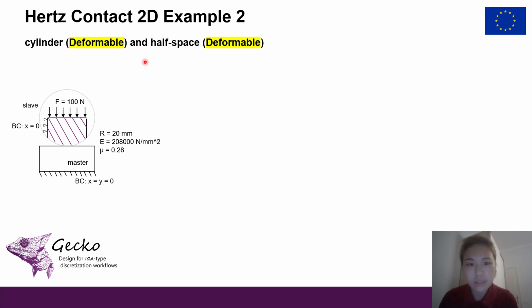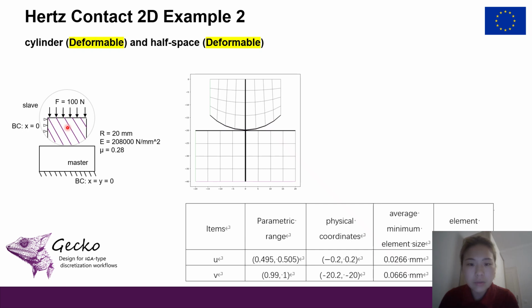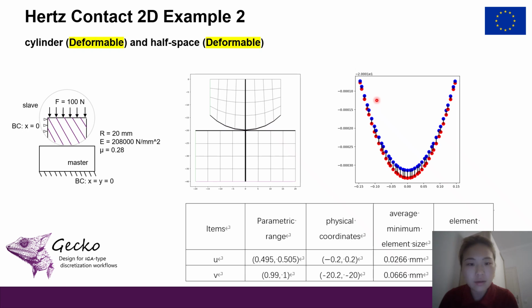Okay, let's come to the next example. We replace the rigid half space with a deformable half space, which means we make both bodies deformable. Here we see the final contact pairs are extracted and visualized. It shows the interaction between the two surfaces, and this setup allows us to study the mutual deformation and a more realistic contact pressure distribution compared to the rigid half-space case.